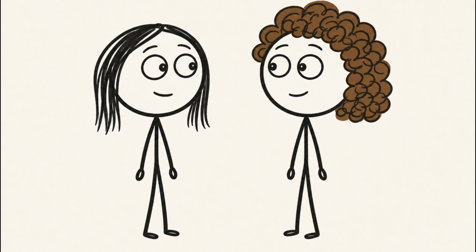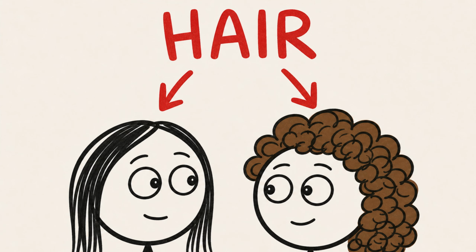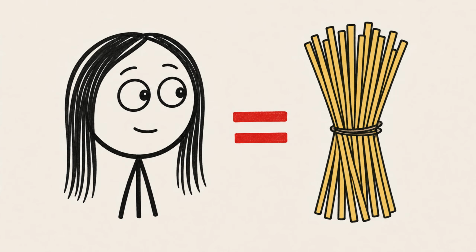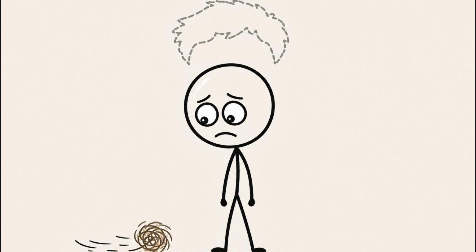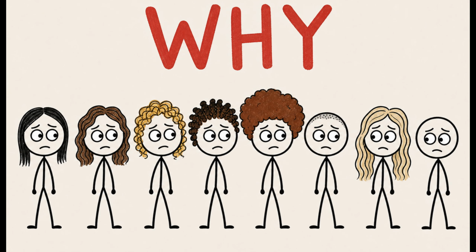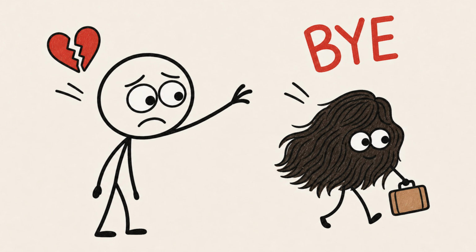Look at the person next to you. Now look at their hair. Some people have hair as straight as uncooked spaghetti. Others have curls so tight they could bounce a coin off them. And some people? Well, they don't have any hair at all. Why? Why is human hair so wildly different? And why does it just abandon some of us?